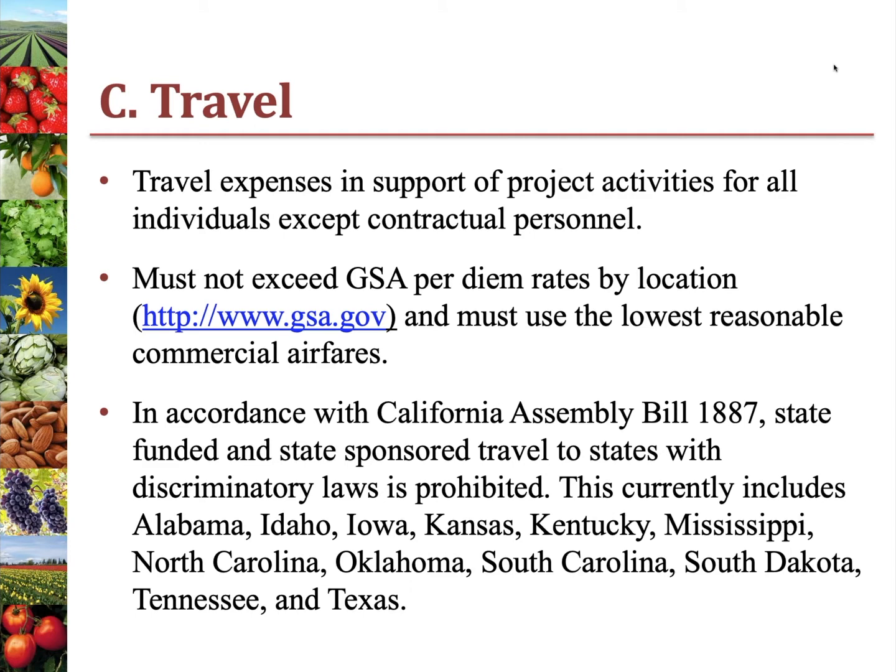Also, in accordance with California Assembly Bill 1887, state-funded and state-sponsored travel to states with discriminatory laws is prohibited. SCBGP funds cannot be used to support costs for travel to states with active discriminatory laws. As of the issuance of the 2021 SCBGP grant proposal instructions, the following states are subject to this prohibition: Alabama, Idaho, Iowa, Kansas, Kentucky, Mississippi, North Carolina, Oklahoma, South Carolina, South Dakota, Tennessee, and Texas.